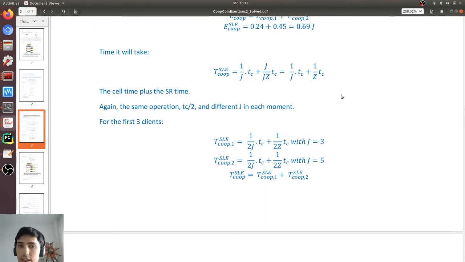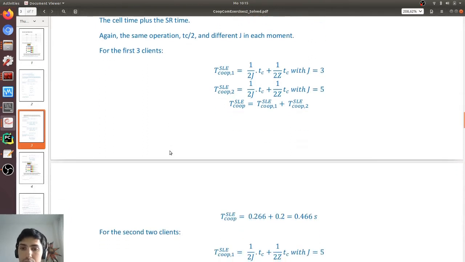This would be of course the cellular time plus the short range time. And again we do this exactly the same for the same operation with T sub C divided by 2. Okay, so for the first 3 clients we have this equation, as you can see here. We have 1 divided by 2j multiplied by T sub C plus 1 divided by 2z multiplied by T sub C. And then we substitute with value j equals 3. And here exactly the same with value j equals 5. We add everything up and we see that the time it is 0.466 seconds to download the file.